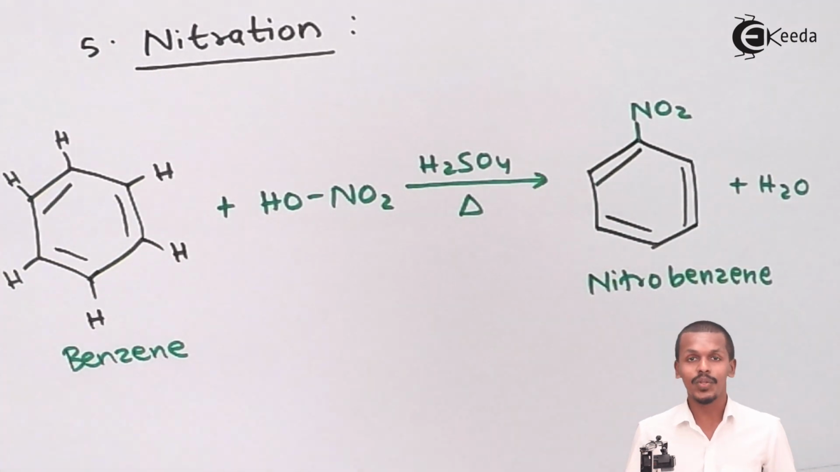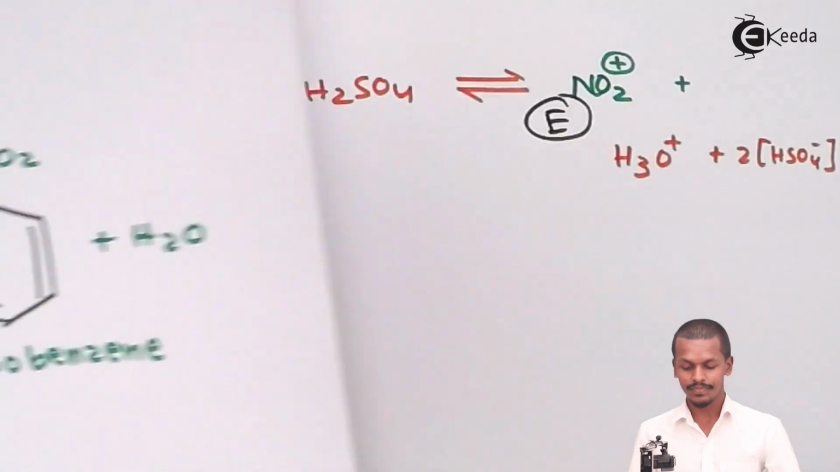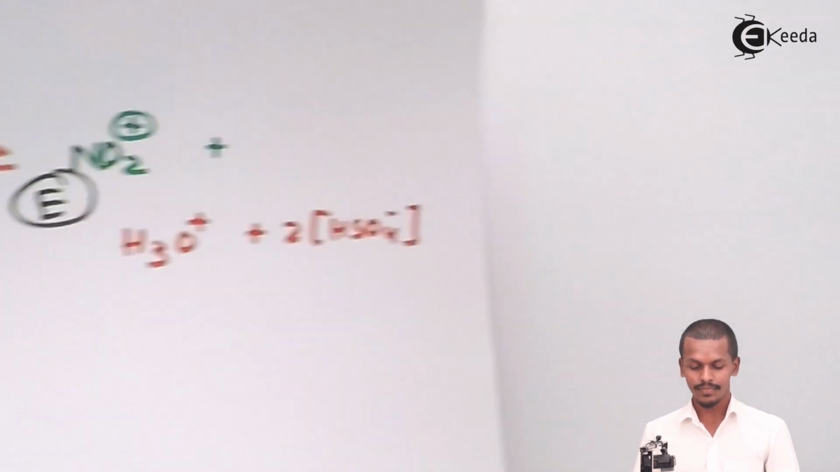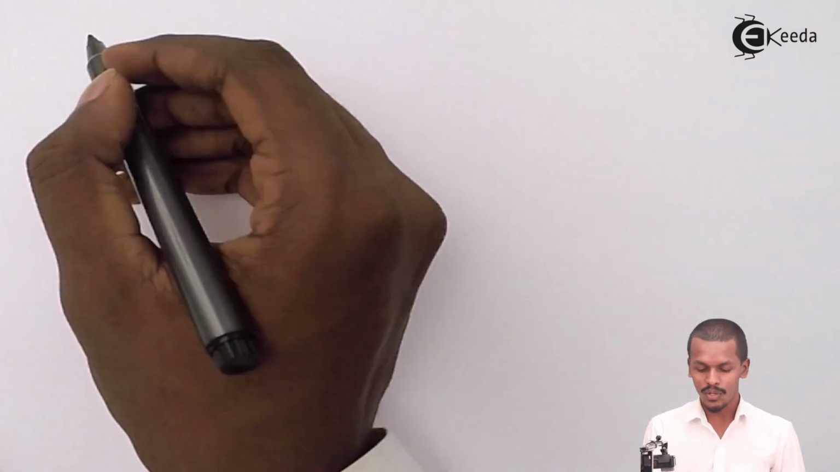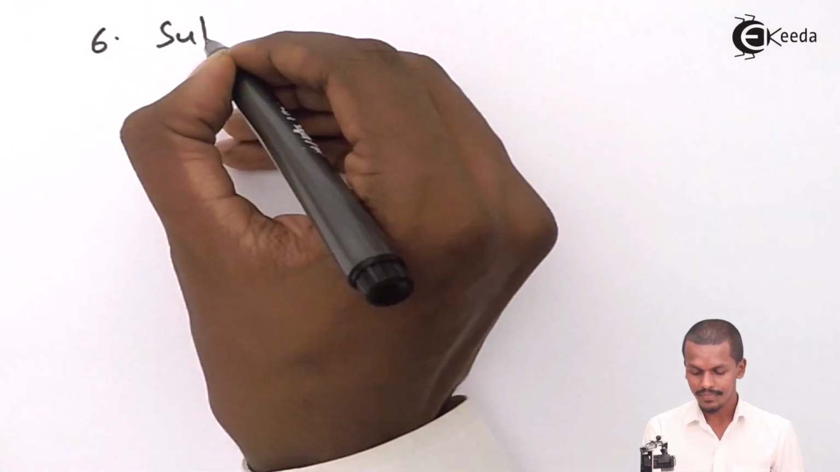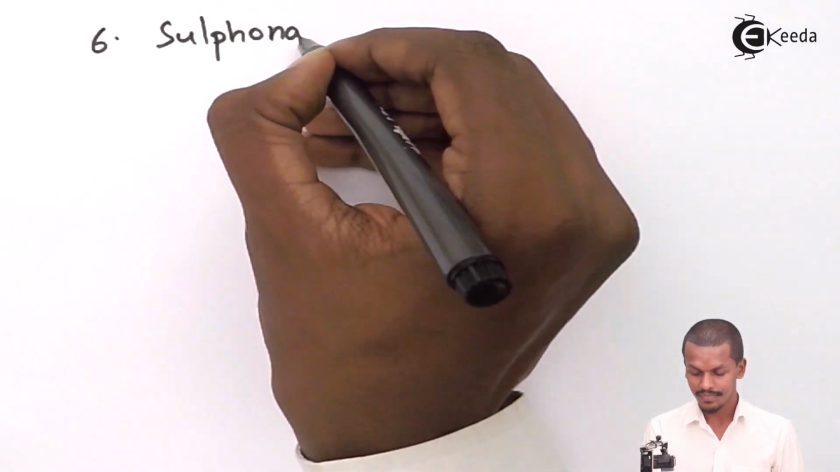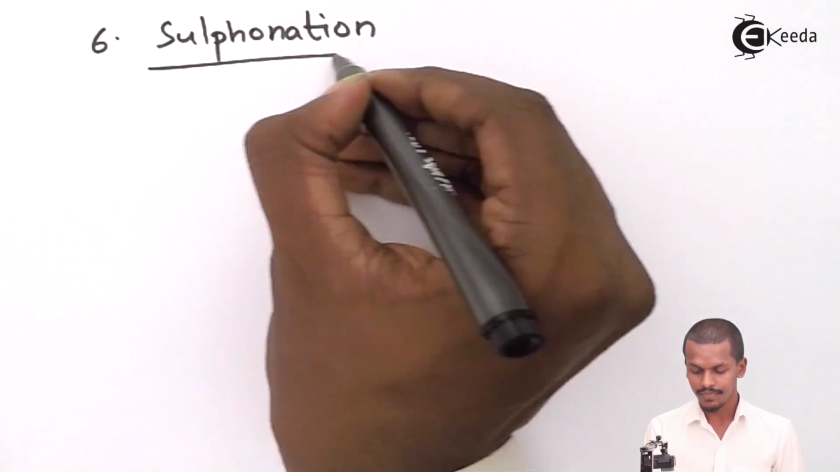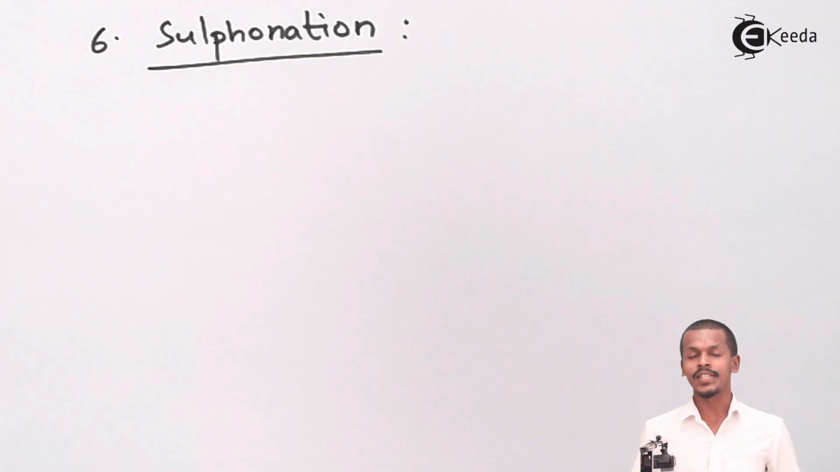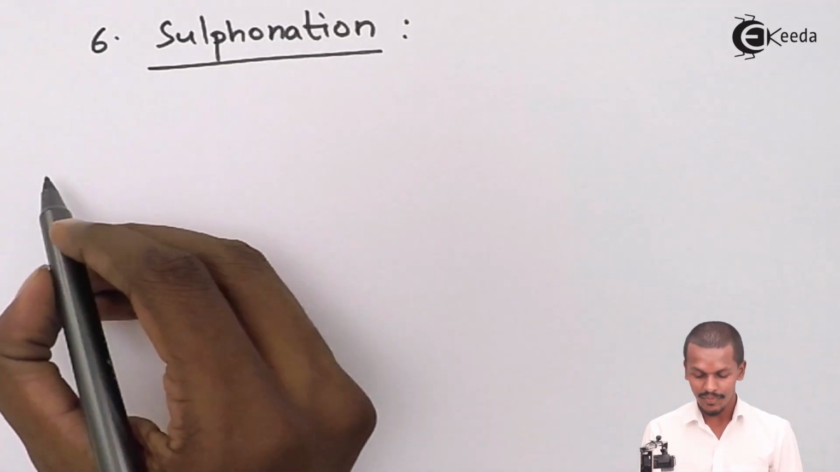So now let us move on to the next one, that is the sulfonation process. As the name suggests, sulfonation means including sulfuric acid on benzene so as to remove the hydrogen atom and replace it with a particular group of sulfuric acid. So now let me explain this reaction.